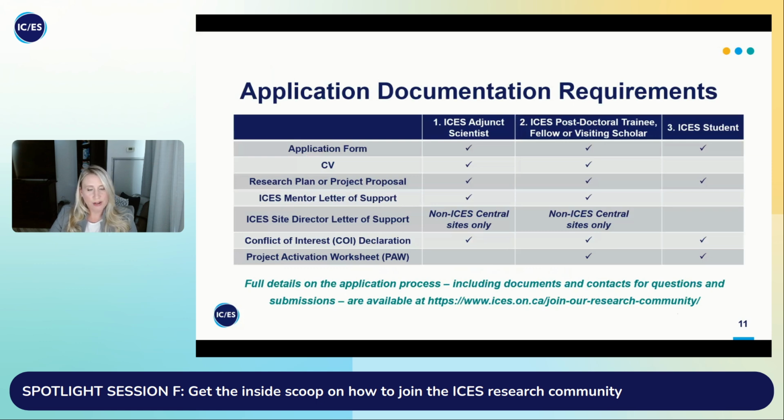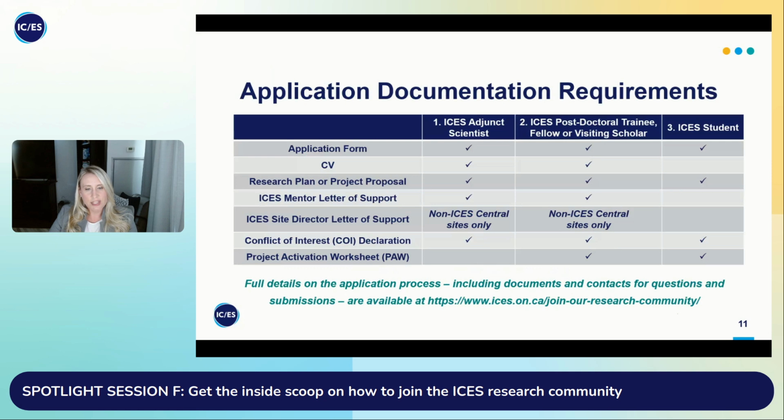Applicants who are planning to work out of a non-ICS central site must also demonstrate support from the relevant ICS site director. And finally, postdoctoral trainees, fellows, and students must submit a document called a Project Activation Worksheet, or PAW. So we do really like our acronyms at ICS, and this is one of the many that we do use. And this is the document that's used to kick off the financial activation of a project, and it really helps to get things moving ahead with the project.